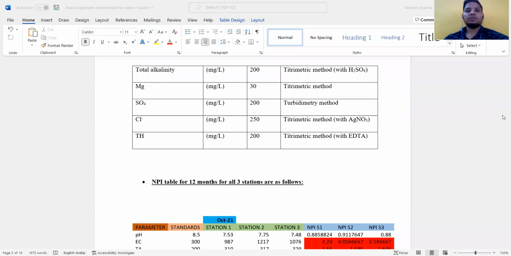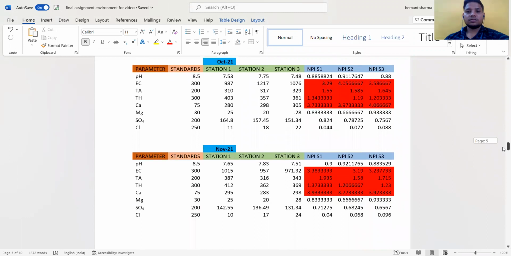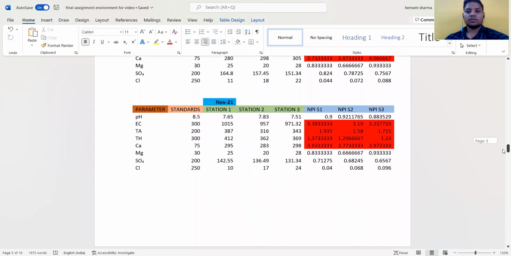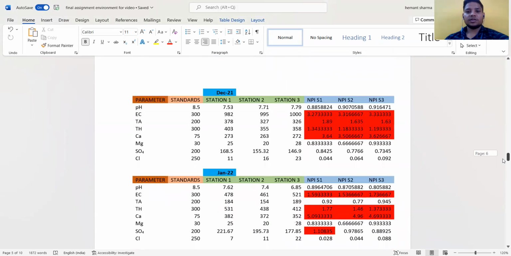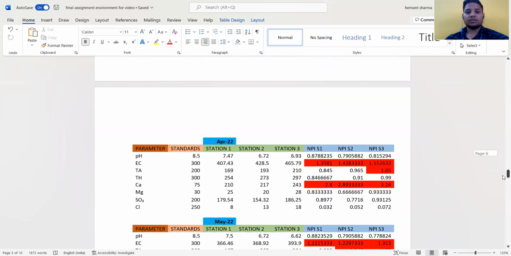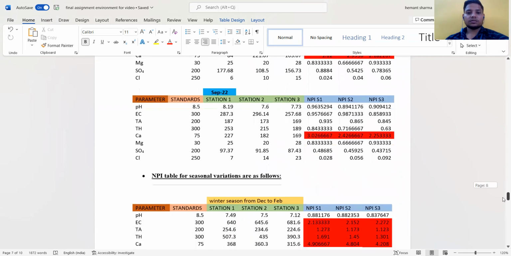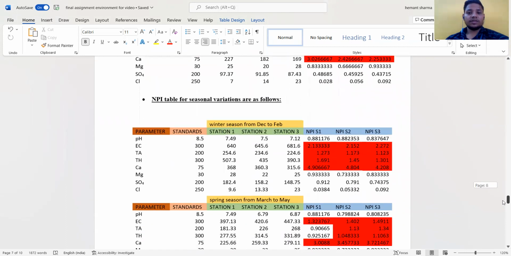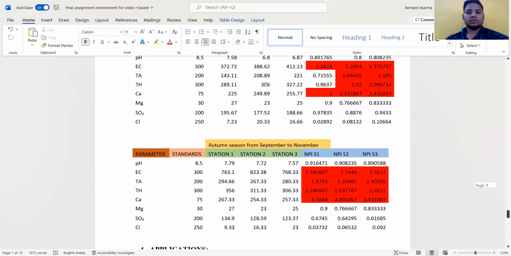After performing the analysis of water samples, we prepare the data in an Excel sheet, on a monthly basis or seasonal basis, like I have prepared. See, this starts from October 21. Red colored boxes show the higher concentration of a particular parameter. It ends in September. I have prepared seasonal variation also, winter, spring, summer, and autumn season. It represents the variation.